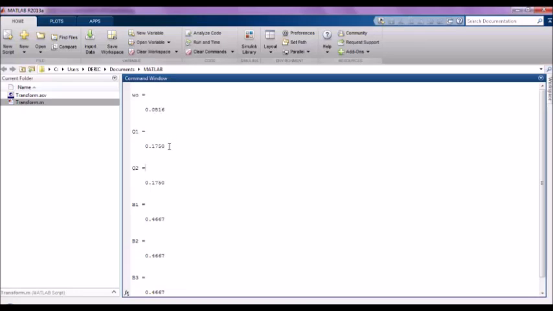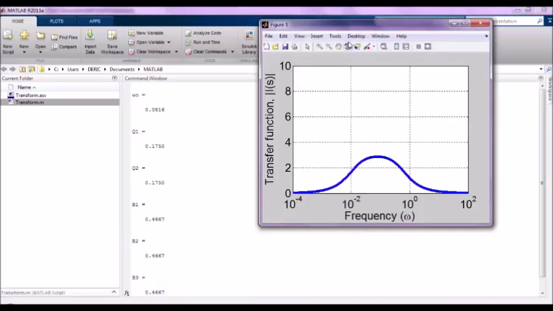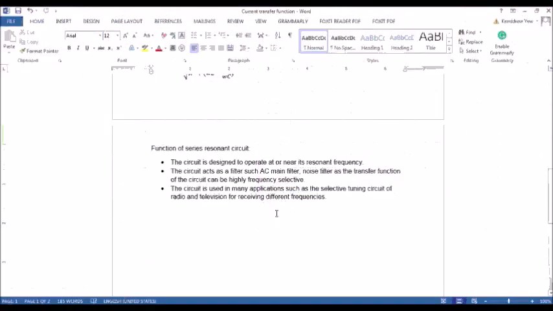The Q1 is 0.1750 and the bandwidth is 0.4667. Compared to the graph, using the same method, we found that the x is 0.07531, which is also approximately 0.0816, the resonant frequency.